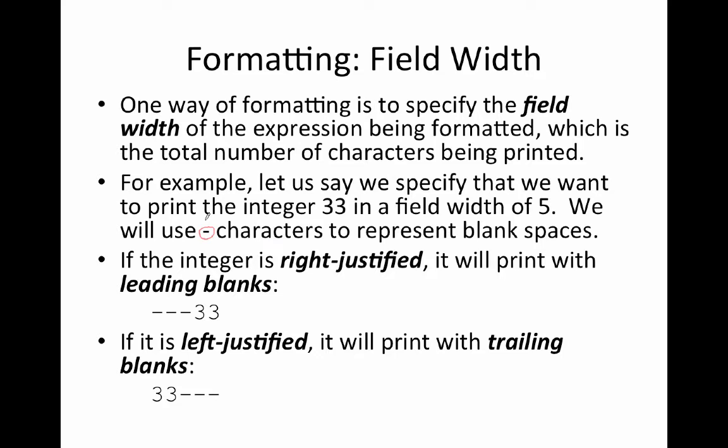So if the integer is to be right justified, it'll print with 3 leading blanks. So in other words, if it's right justified, we have 5 characters altogether, and we're printing the number on the right part of that, 33. So we have 1, 2, 3 leading blanks before that to get our field width of 5 altogether. If, on the other hand, the number is left justified, then we start with the number, and then we have 3 trailing blanks after that. So either we have leading blanks before the number or trailing blanks after the number.